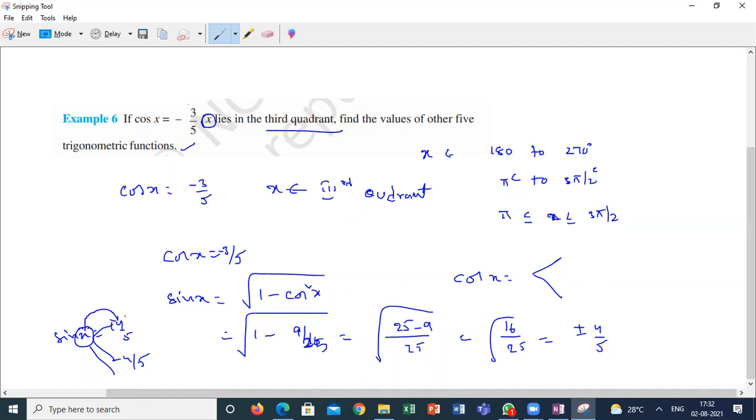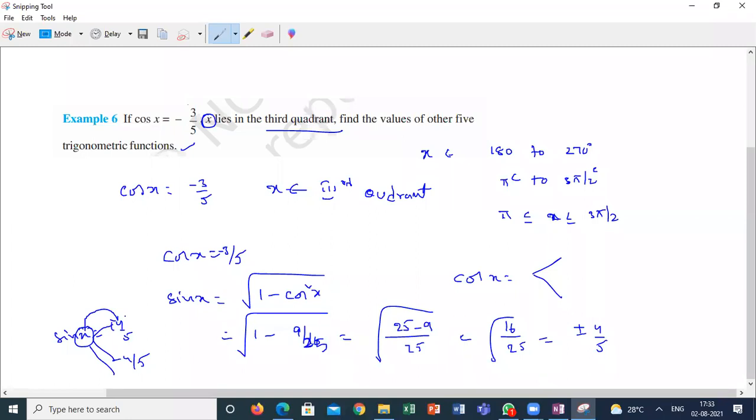Yes, somebody is asking something. Sir, 0 degrees, 90 degrees, 180 degrees, and 270 degrees, these angles lie in which quadrant? We can't correctly tell which quadrant they lie in, or do they not belong to any quadrant? For example, that is the reason some functions are not defined at these positions. We can't say which quadrant they lie in at these angles.